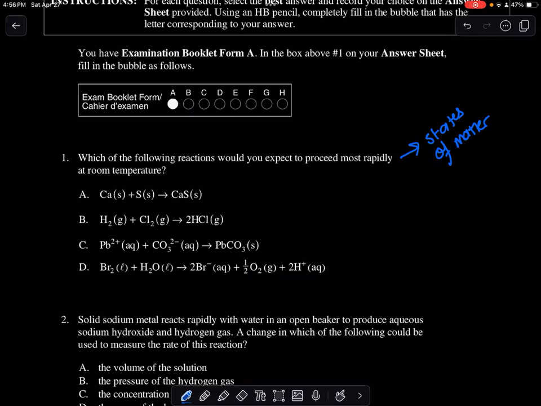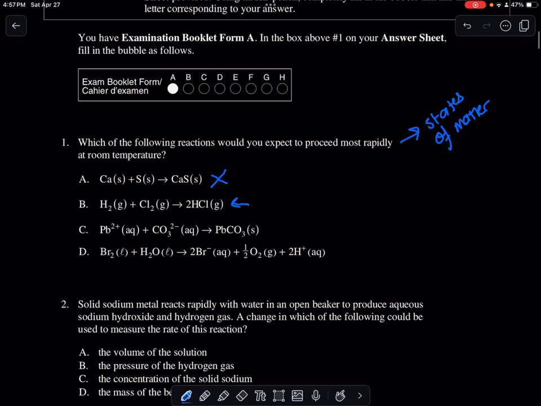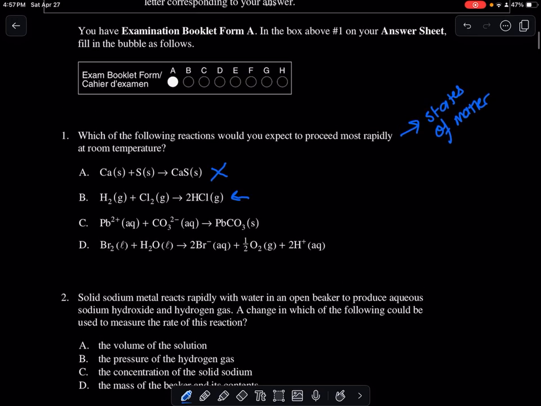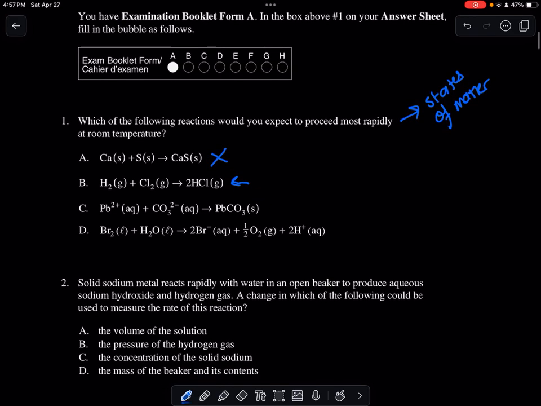So solids tend to react very slowly, so we're going to rule out A simply because solids typically react the slowest. That's because they have the least kinetic energy, and if you remember, reactions proceed quickly when there's lots of successful collisions between molecules. Next we have this option, which is H2 gas and Cl2 making HCl. This could be the correct answer choice, but I'm not sure yet, so I'm going to keep looking.